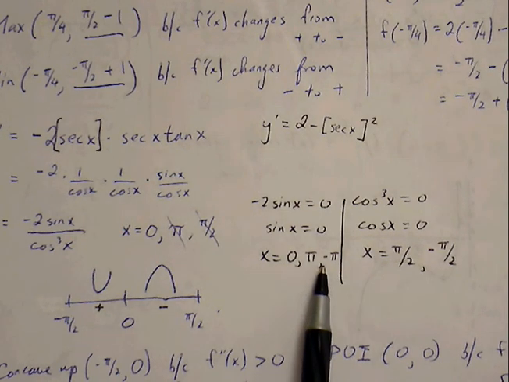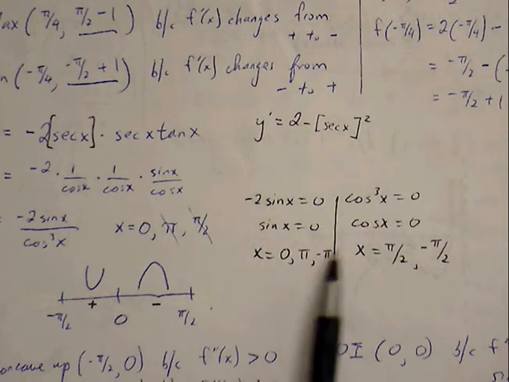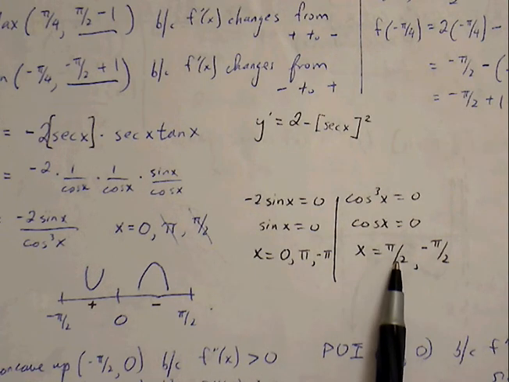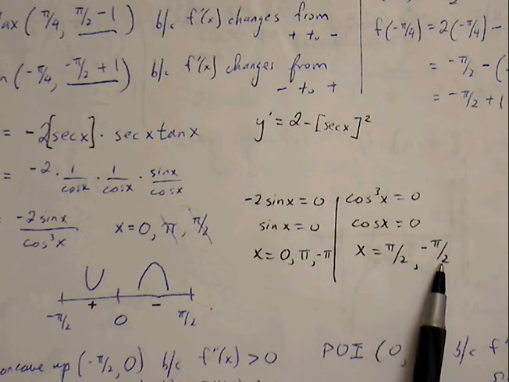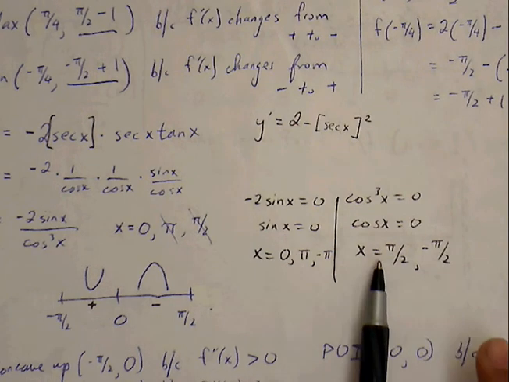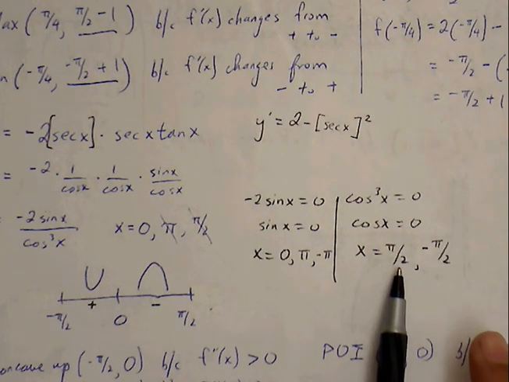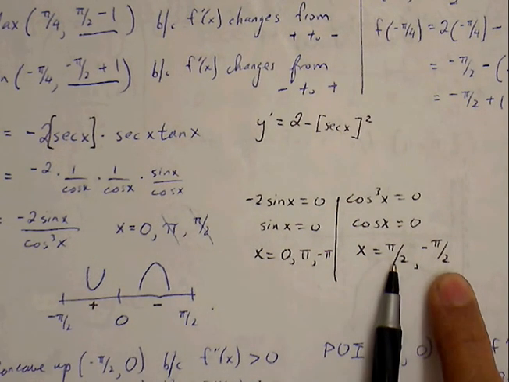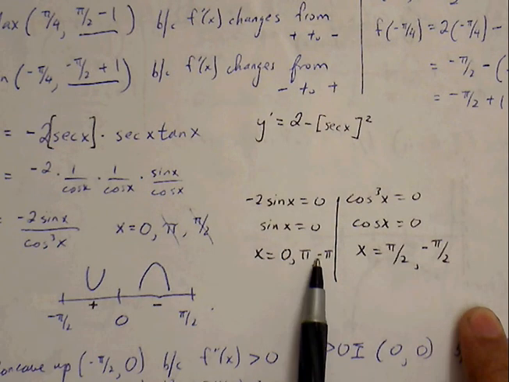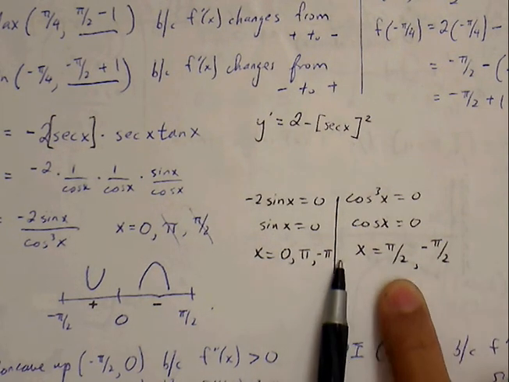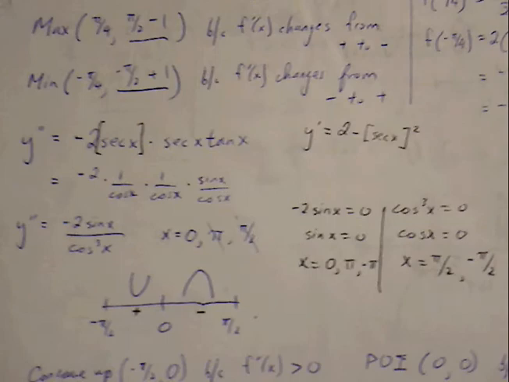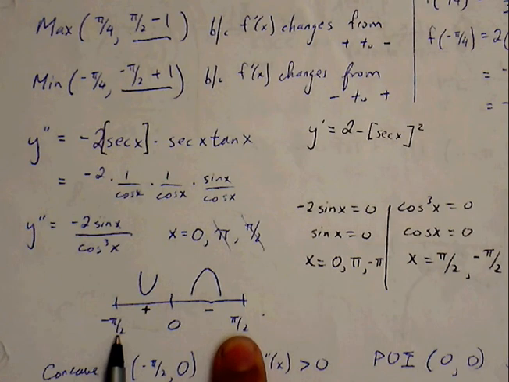I am only dealing with the first and fourth quadrant. Cosine x equals 0, so x will occur at π/2 and negative π/2. However, my domain is between negative π/2 and π/2, the open interval. So all these values are going to be out. π/2 is out, negative π/2 is out, π is out, negative π is out. All these values are outside of our domain. The only critical point that's inside our domain is 0. So we have our endpoints at negative π/2 and π/2, and 0.